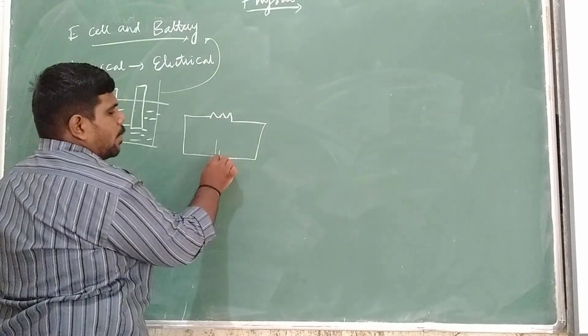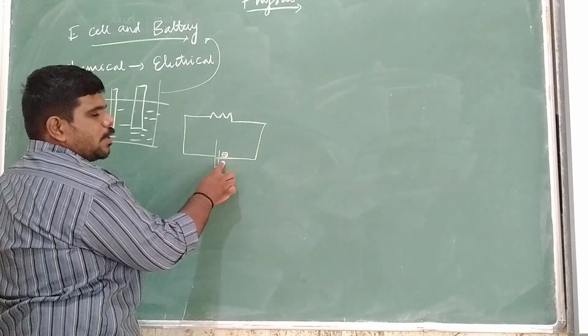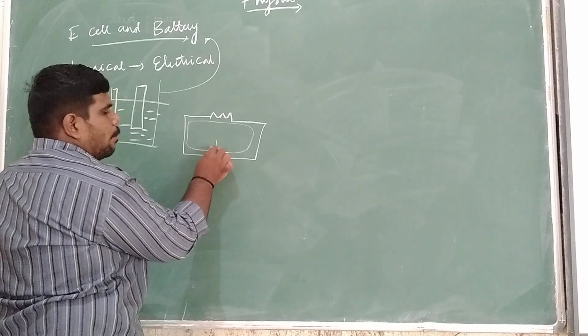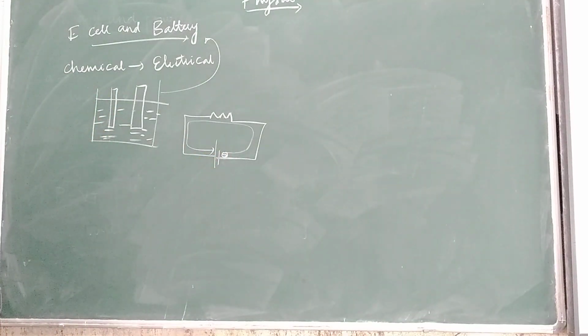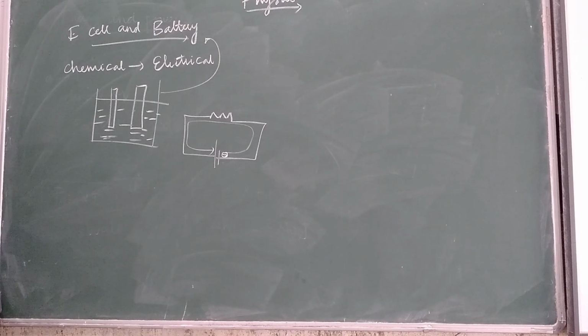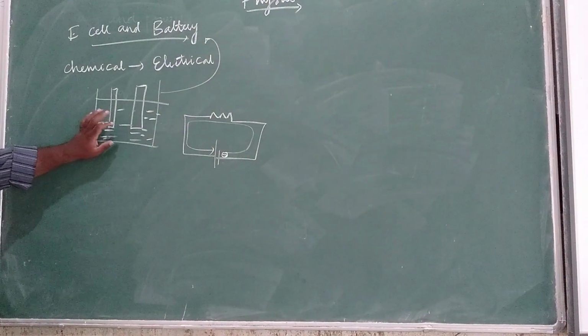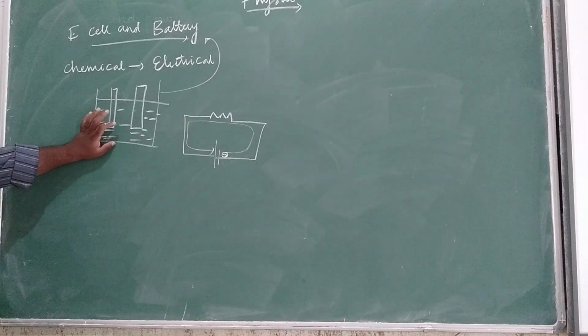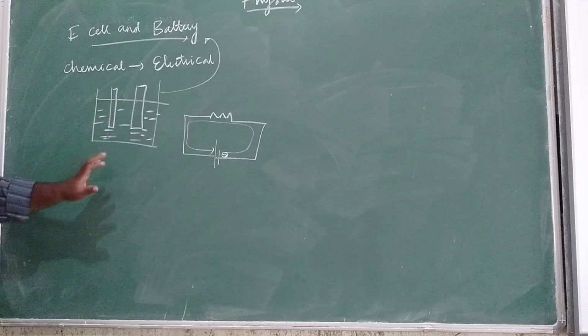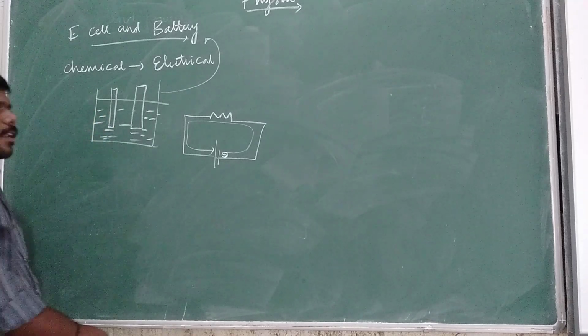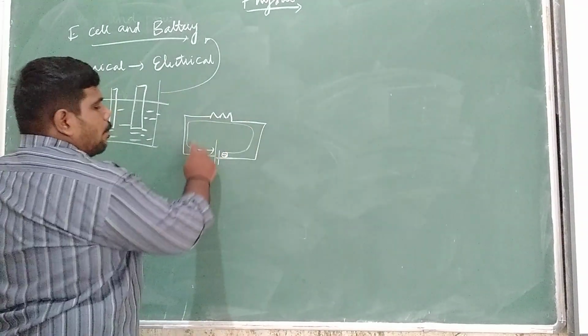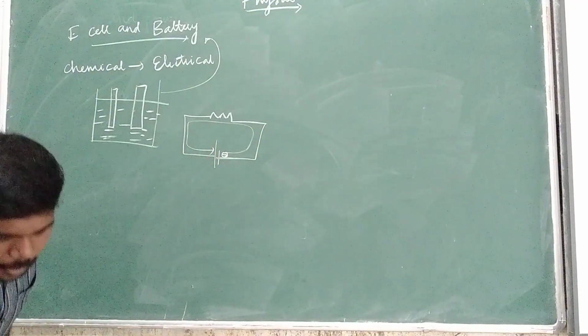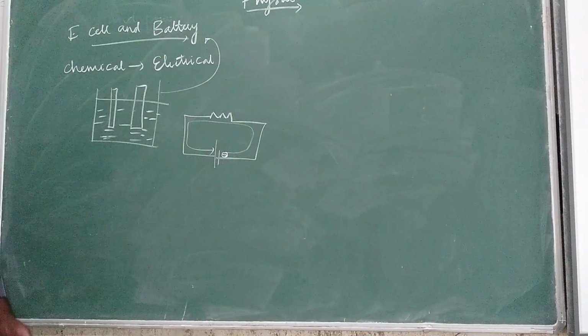Okay, clear? So guys, what is an electric cell? An electric cell is a device which is used to convert the chemical energy into electrical energy. It consists of two electrodes immersed in an electrolyte solution. Similarly, several cells connected together form a battery. So what is a battery? Several cells connected together form a battery.